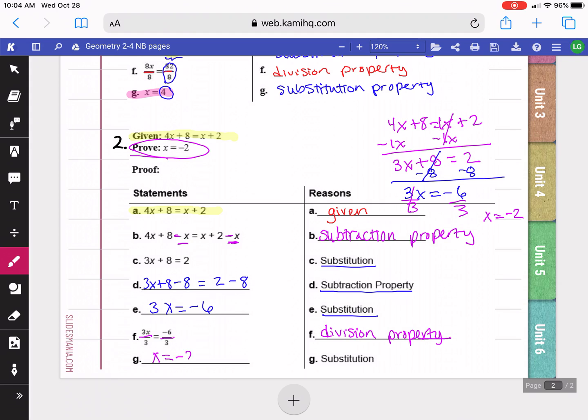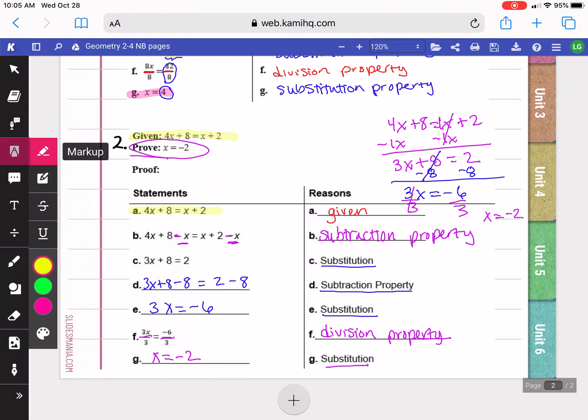So on my last step, I got x equals negative 2. And because I simplified it, like I actually did negative 6 divided by 3 and changed it to negative 2, that's my substitution property. So if you need to actually solve it on the side and then put it in your proof, you can. Just make sure once you get to each step, you're saying what property you're using. If you're adding to both sides, it's the addition property. If you're subtracting both sides, it's subtraction, etc. Once you get to the step, though, where you're actually simplifying, that's called substitution.